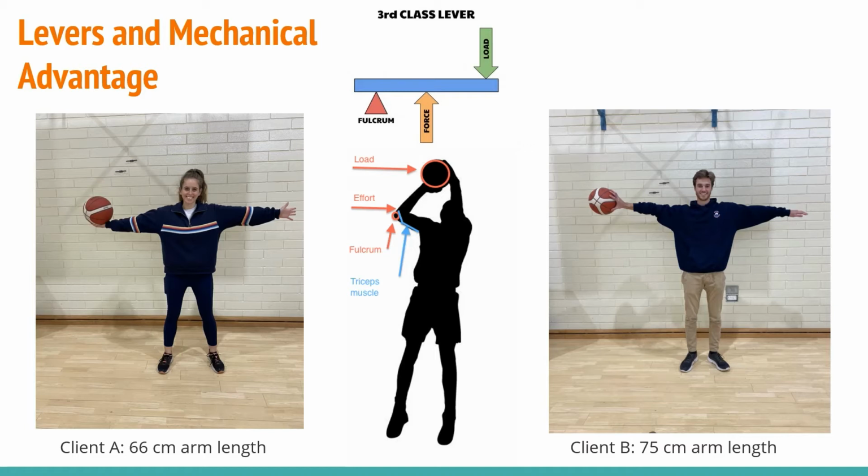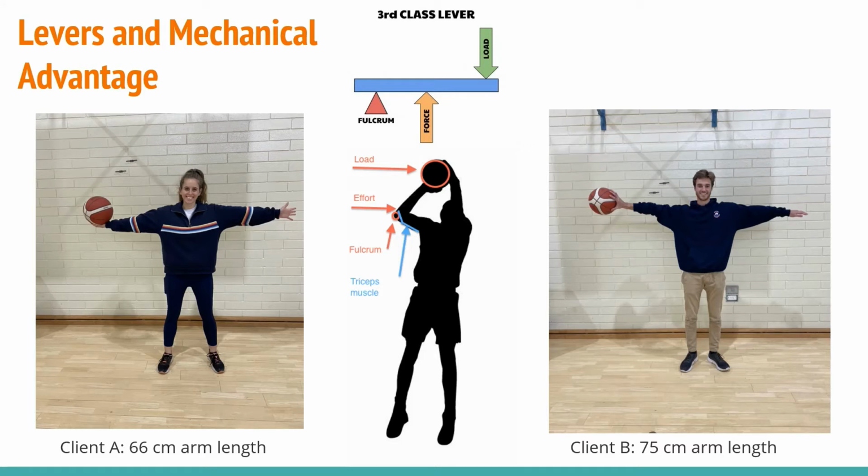Class 2 levers have the load in the middle with the effort and fulcrum on either side like a wheelbarrow. Then we have class 3 levers, and these are the most important to the free throw. Class 3 levers have the effort in the middle with the load and fulcrum either side. Looking at this diagram, we can see the lever in action. The load is the basketball about to be thrown, the fulcrum is the elbow, and the effort comes from the tricep muscle, which is connected to the forearm between the two.